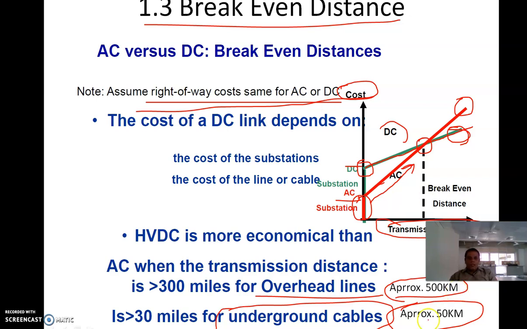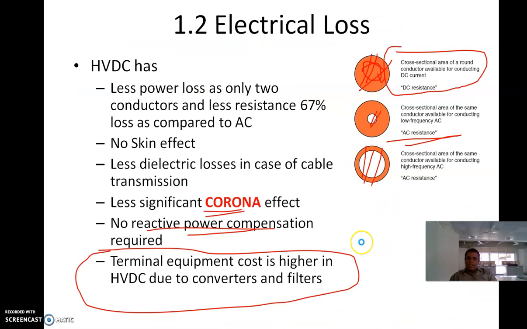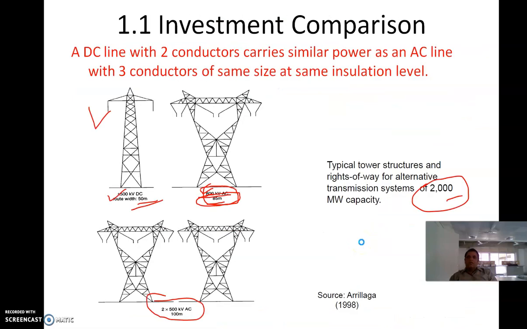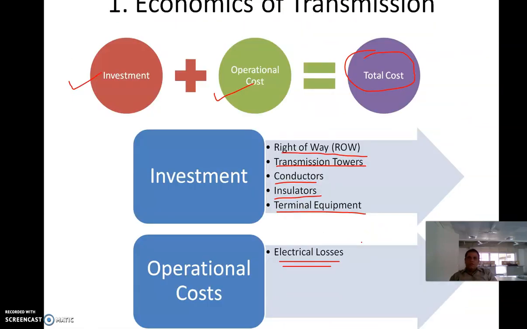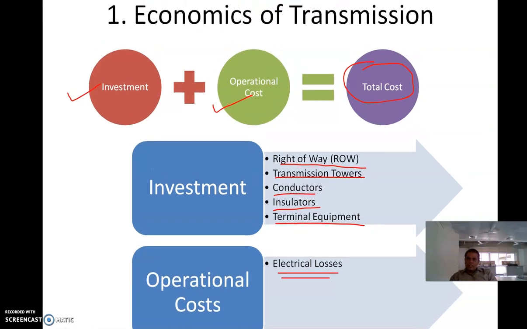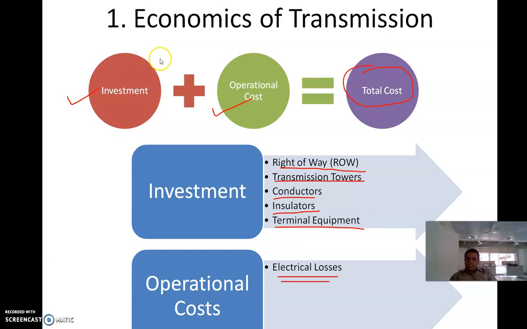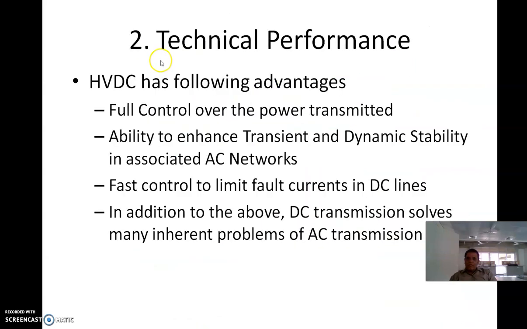So remember this: if you are going beyond 500 kilometers overhead, go for HVDC. If you are going above 50 kilometers underground, go for HVDC. Alright, so I guess that you have understood this, students, the economics of transmission of both the systems, HVDC and AC. In the next class, the second point, that is the technical performance.